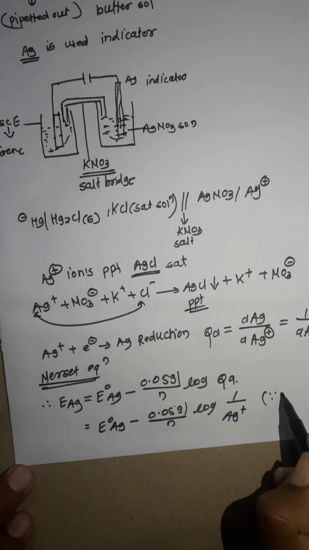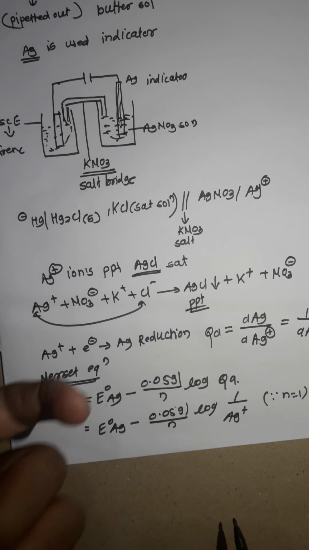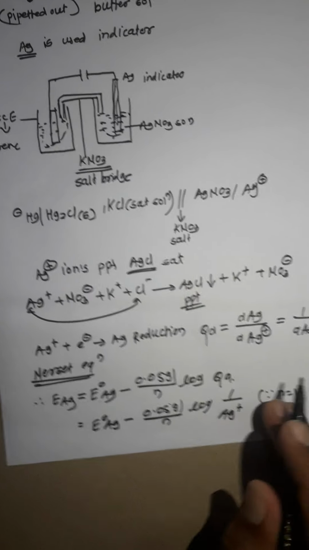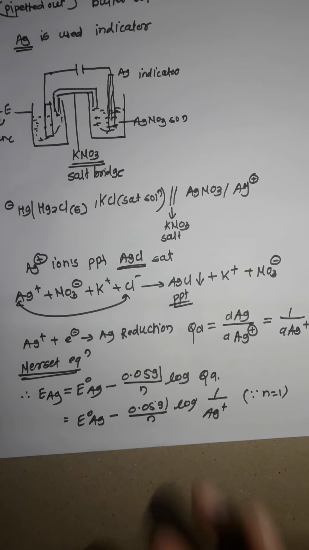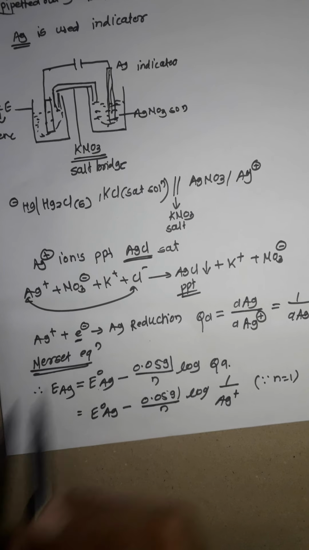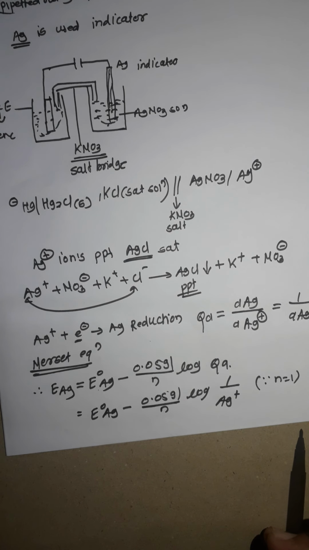Therefore, n is equal to 1. n is the number of electrons taking part in the reduction or oxidation. In this reaction, only one electron takes part. That's why n is equal to 1.